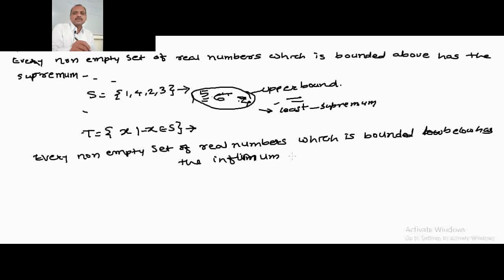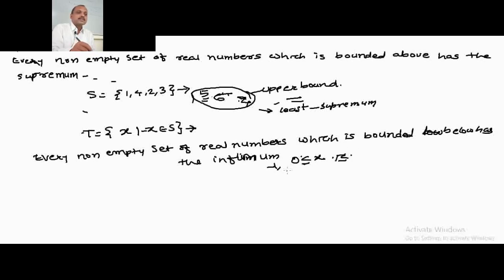Now, consider the same example. You can see that this set is also bounded below. Bounded below means if we take 0, then all the elements of S are greater than 0. If we take minus 1, then all the elements of S are greater than minus 1. If we take 1, then there is an equality: the element 1 belongs to the set. So, all the elements of this set are greater than or equal to 1.